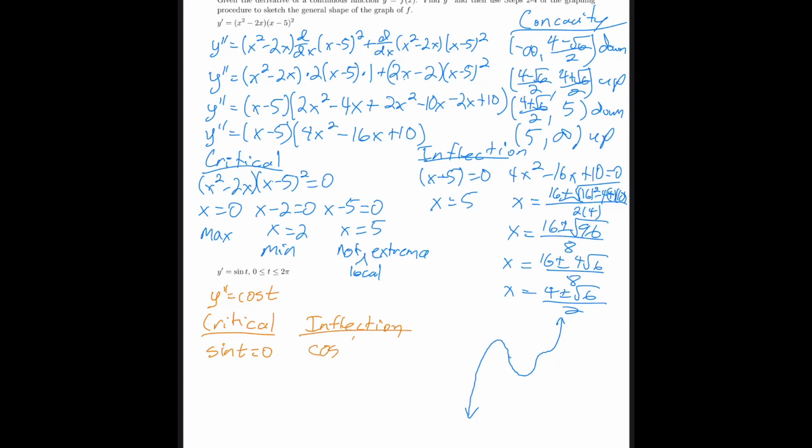So to find the critical values, we let sine t equal 0, and to find the inflection points, we let cosine t equal 0. So sine t equals 0 at 0, in this interval 0, pi, and 2 pi. And cosine t is 0 at pi over 2 and 3 pi over 2.